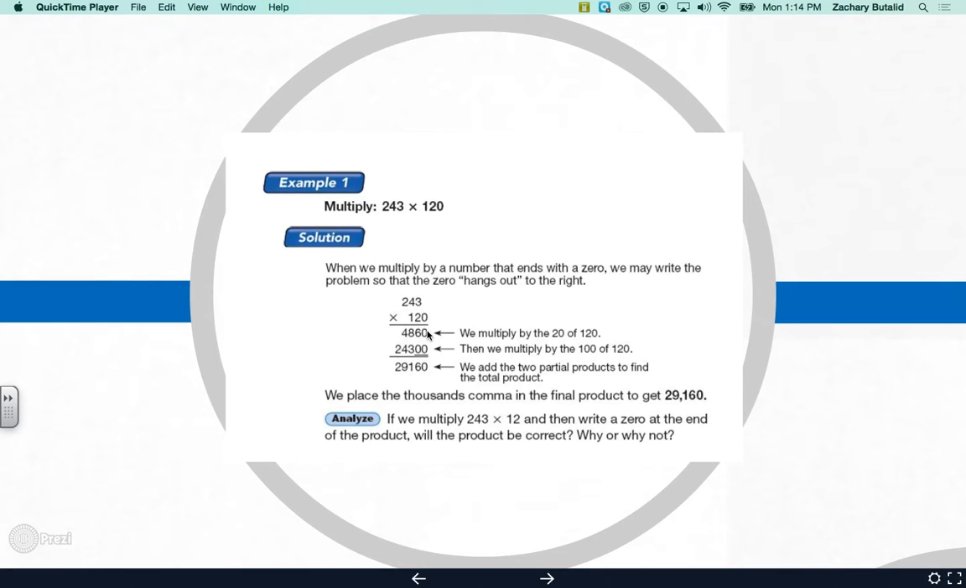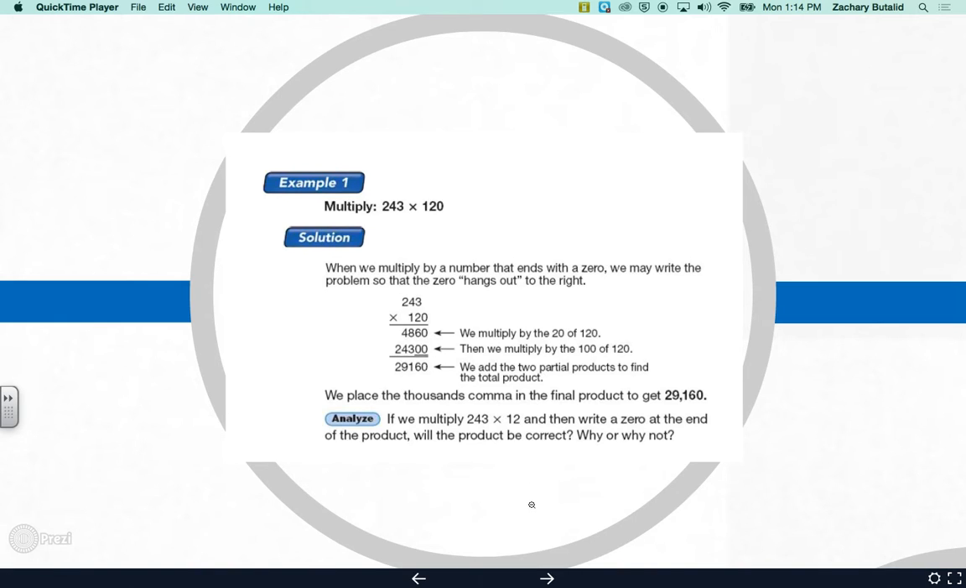And then you're going to do the same thing for the 100 spot too, but instead of doing 1 zero, you do 2 zeros, okay? And that's what we have here. And then 1 times 243 is here. Then you add the partial products together, and this is what you get, 29,160. Remember, you add your comma in after the third number. If you multiply 243 times 12, then write a 0 at the end of the product.